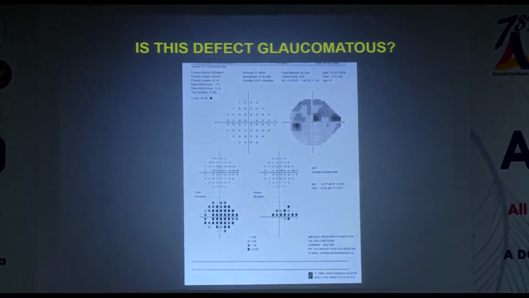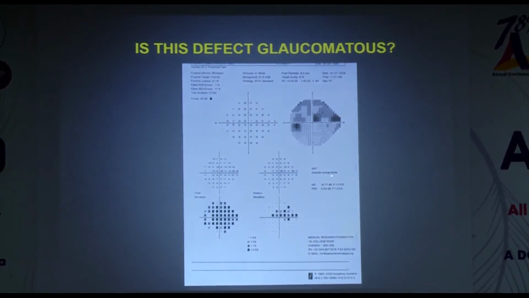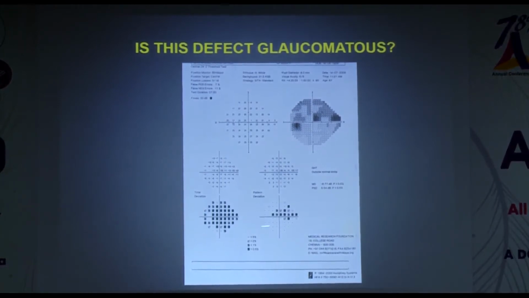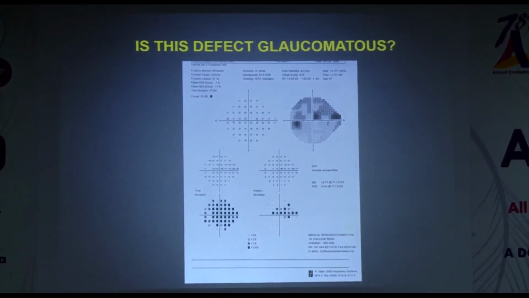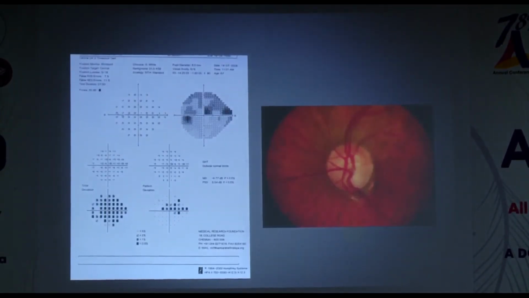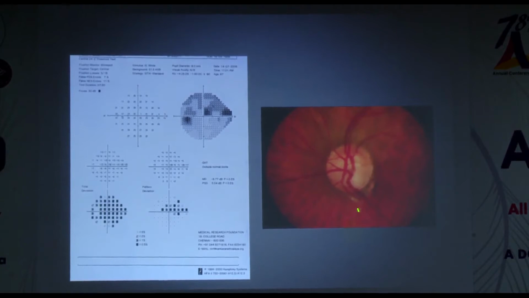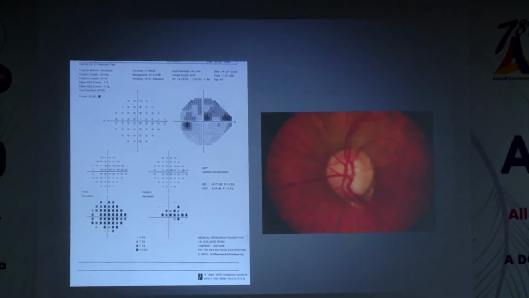Is this defect glaucomatous? You can see that the glaucoma hemifield test is outside limits, and there are sufficient non-edge points which satisfy the Anderson's criteria. But you have to correlate it with the optic disc, and you can see here that there is an inferior notch, there is peripapillary atrophy which corresponds with the inferior notch, and there's a nerve fiber layer defect as well. So this is a glaucoma defect.